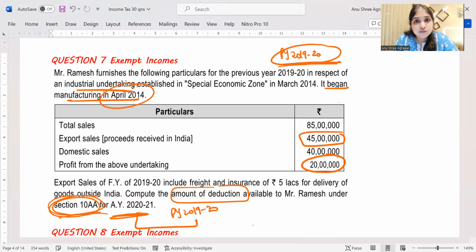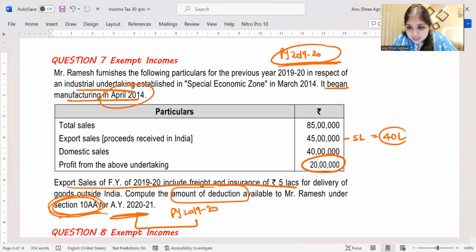Export sale, can I take 45 lakhs as it is? No. The question says export sales include freight of 5 lakhs. It is not supposed to include freight. So from 45 lakhs, I will remove 5 lakhs. So how much export sale will I consider? I will consider export sale only 40 lakhs. Now tell me, 40 lakh export sale, domestic sale 40 lakh, total sale 85 lakh. Is it matching? It is not matching. So even 85 lakhs, I will consider it as 80 lakhs. How 80 lakhs? Even over here, I will subtract the 5 lakhs freight, and so this will become 80 lakhs.